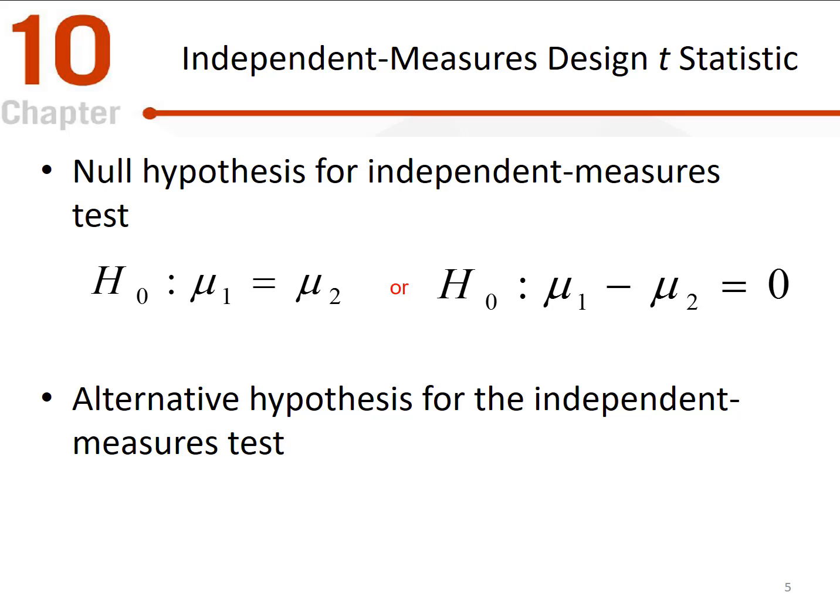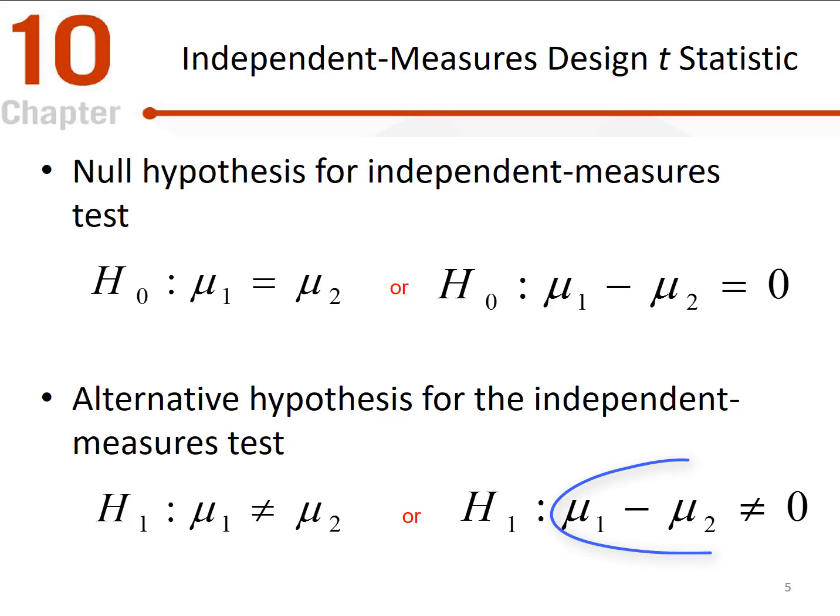How about the alternative hypothesis? Remember, that's the one that just states there is a difference. And again, this is what this would look like. Population mean 1 does not equal population mean 2, because that means they are different. Or you could say the population mean 1 minus population mean 2 does not equal 0, because again, that means they are different. Only if they are the same, they would equal 0, and then that would be the null hypothesis.